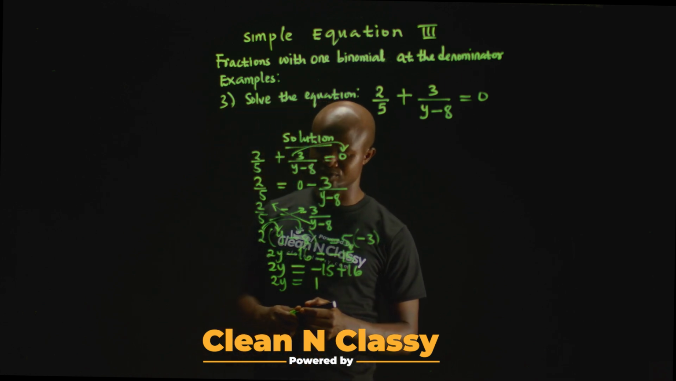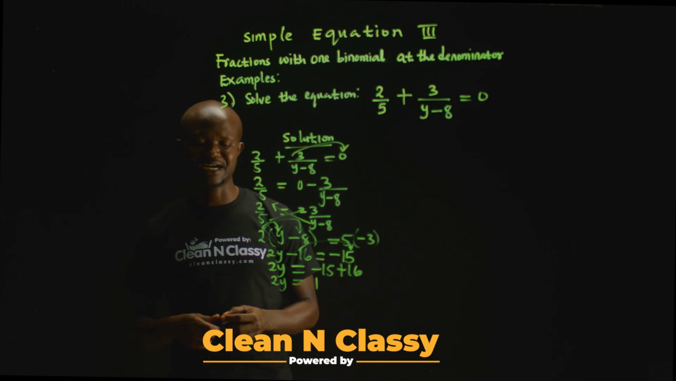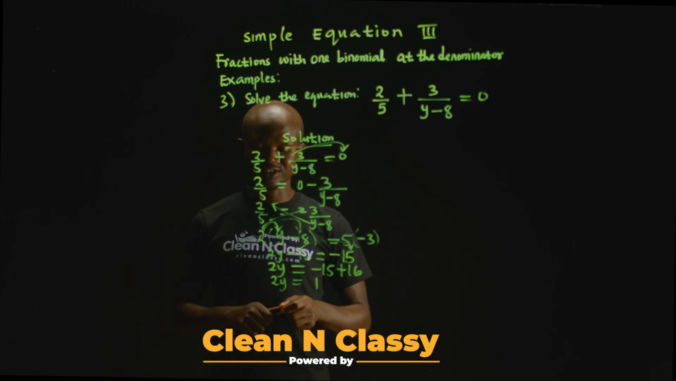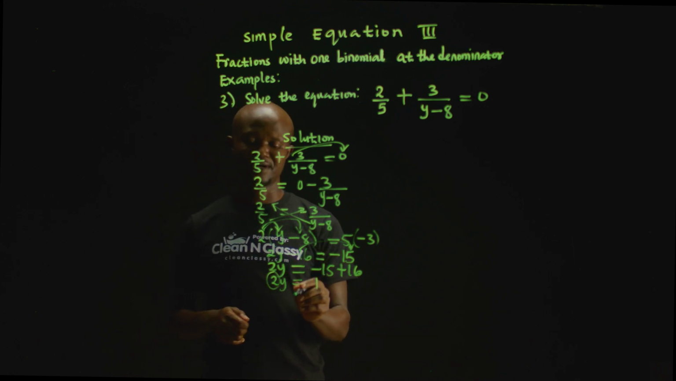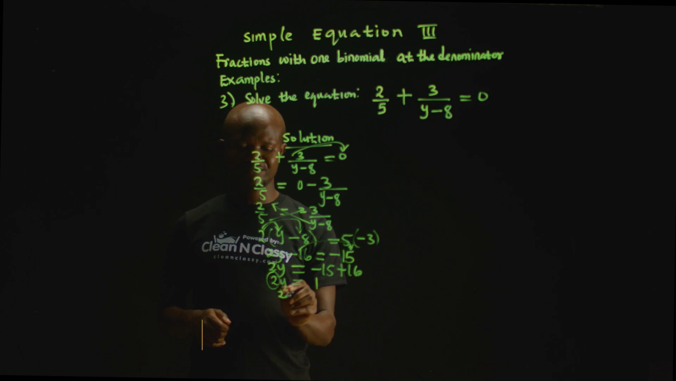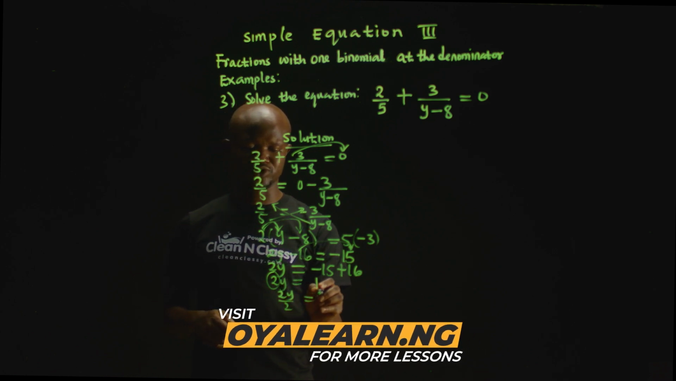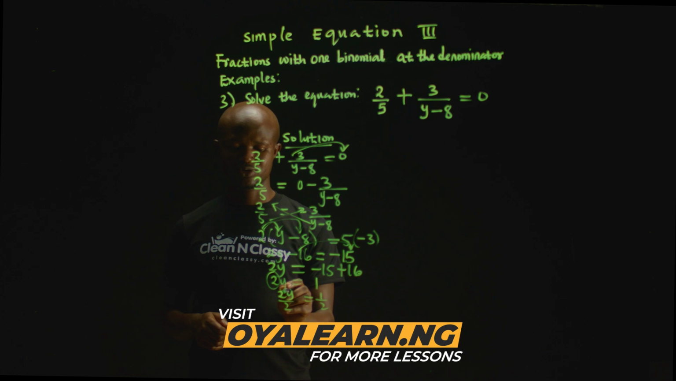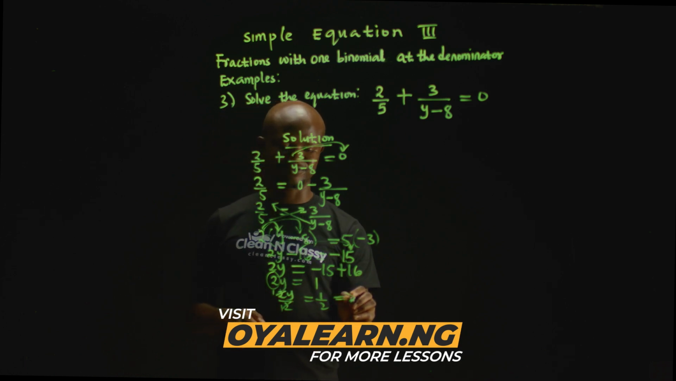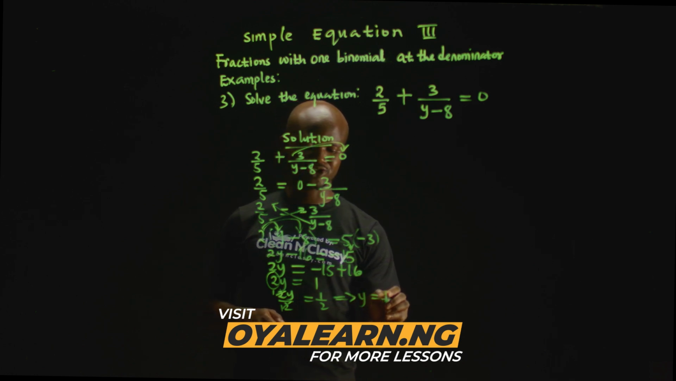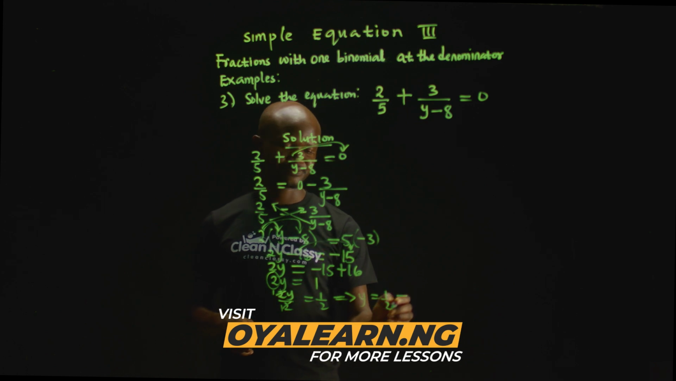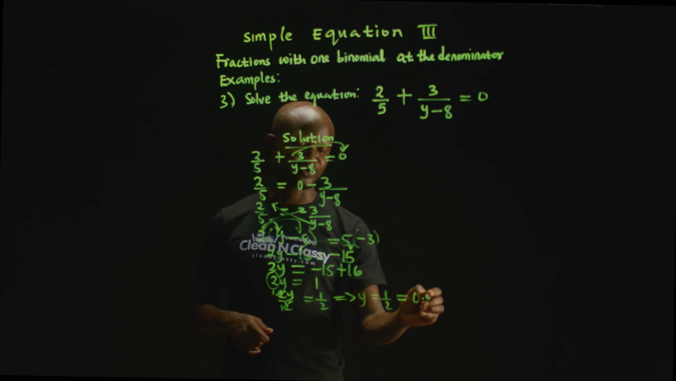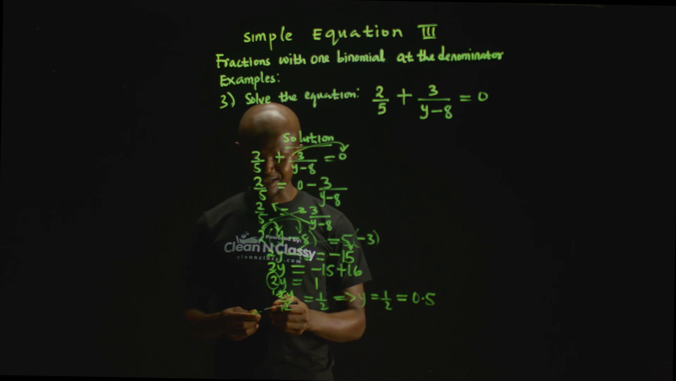Now, the next thing for us to do is to divide both sides by the coefficient of y. And what is the coefficient of y? That is 2. So we are going to divide both sides by 2. So we have 2y divided by 2 equals 1 divided by 2. So 2 here, 1, 2 here, 1. So it means that the value of y is equal to 1 over 2. And 1 over 2 in decimal is the same thing as 0.5. That is the solution to the problem.